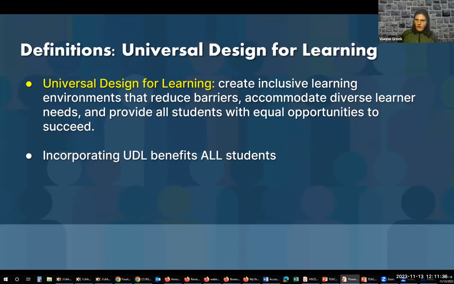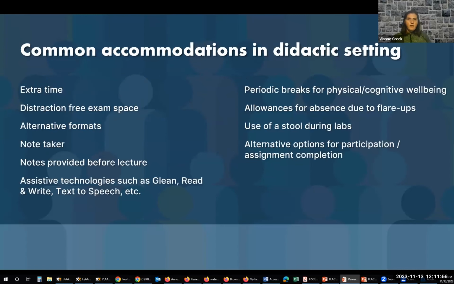So the next 3 slides I use primarily for illustration purposes to show you what would happen if you think about accessibility and UDL prior to the implementation of your course. I've listed 10 common accommodations for the didactic setting. The text is small, so I apologize for that, but it gives you a quick visual representation.